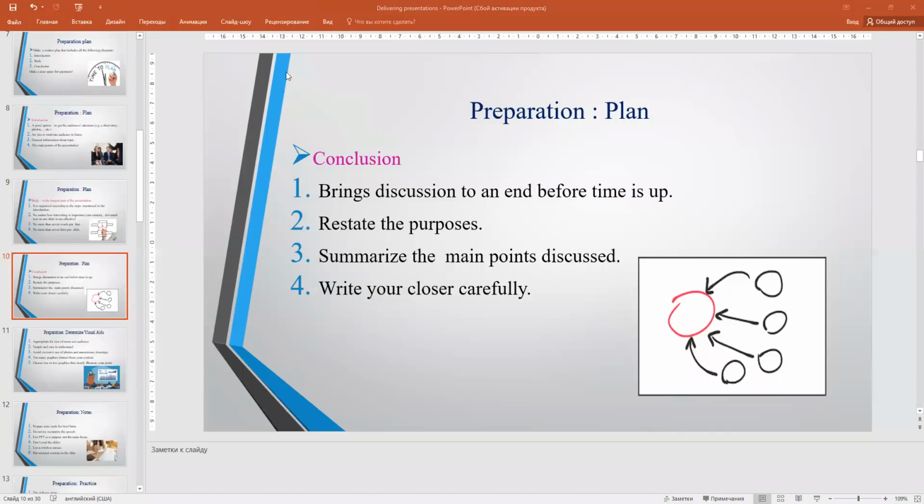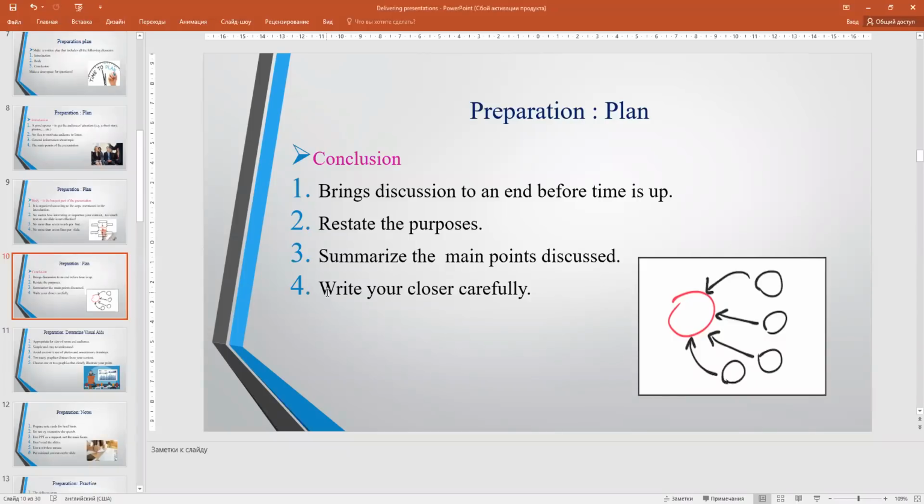And then you can see conclusion. In the conclusion, you have to bring the discussion to an end before time's up. So make sure you have time to conclude and generalize your presentation content. And also you have to restate the purposes. You have to remind the audience of the purposes of your presentation again. Then you should summarize the main points that were discussed in your presentation.